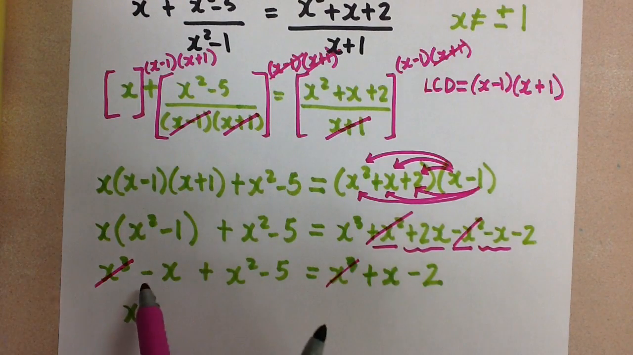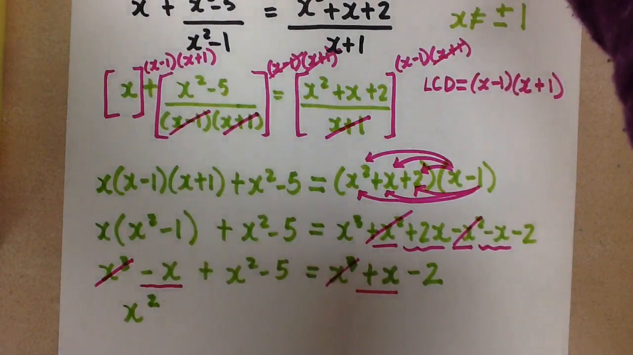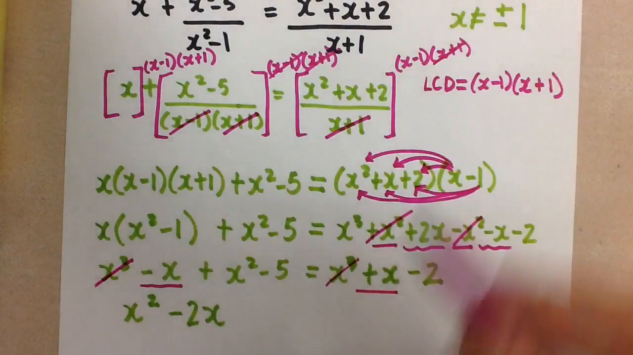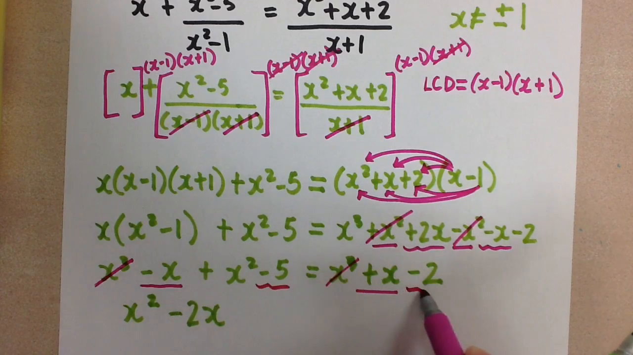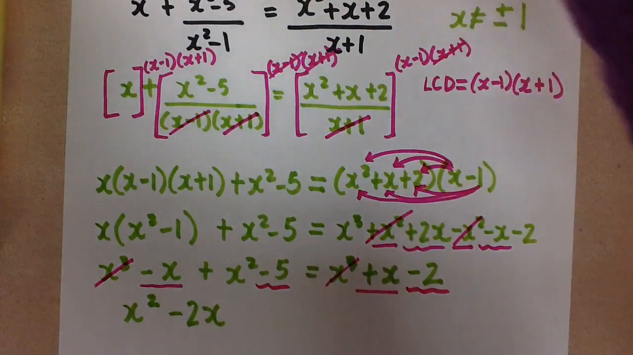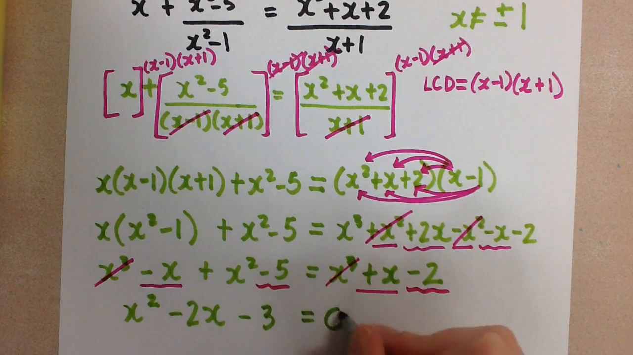Then I have a minus x and an x here, so when I bring this over, it'll be negative x minus x, so I'll have minus 2x on the left. And then finally we want to put minus 5 and minus 2 together, so when I bring this over, it will be minus 5 plus 2, so we have minus 3 equals 0.